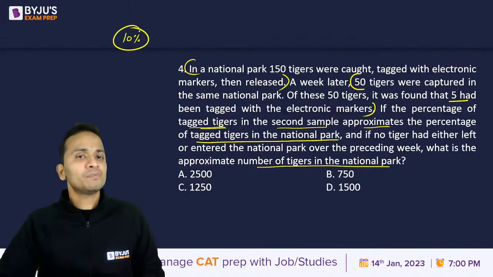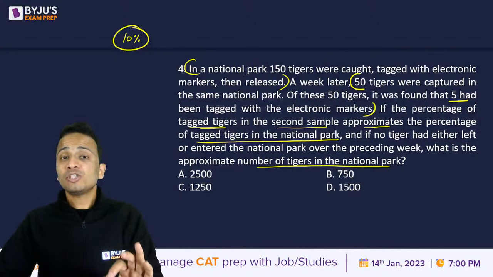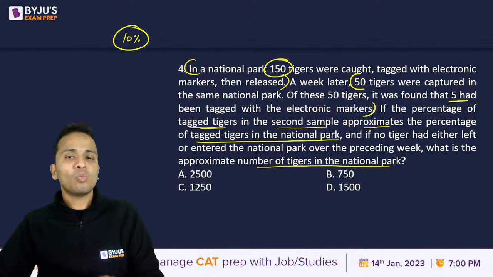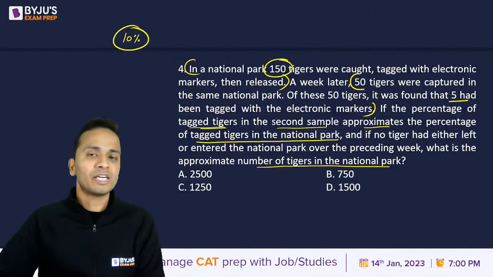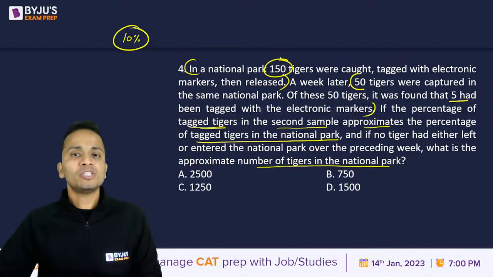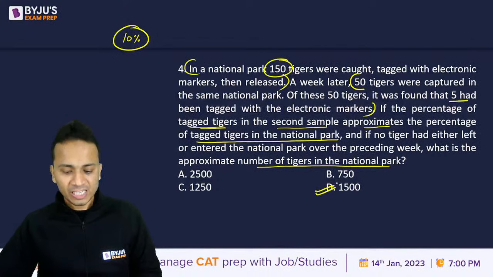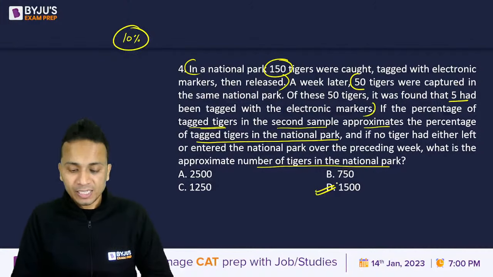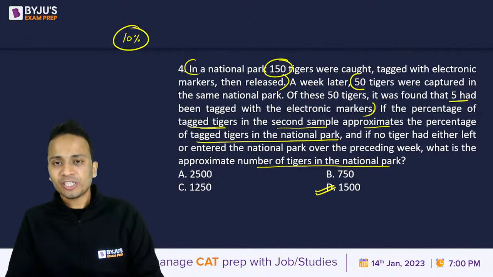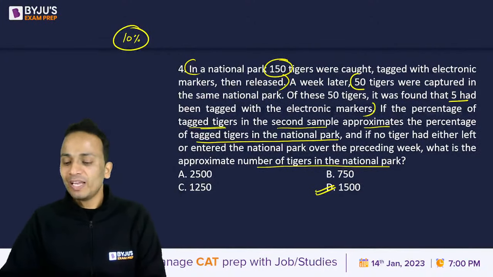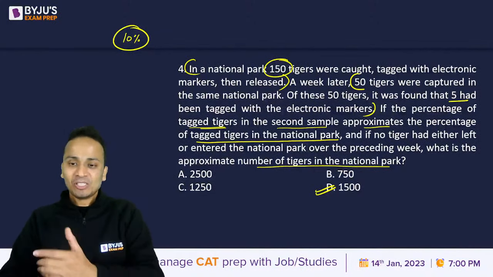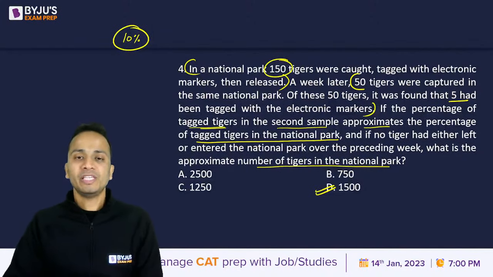So 10% is the percentage of tigers which are tagged in total. So in total, we tagged 150. So 150 is 10% of total number of tigers. So if 150 is 10% of total number of tigers, then the total number of tigers should be equal to 1500. And yes, option D is the correct answer. Yes, it is a Zach type story question, but level of difficulty is way less than Zach. ठीक है, so correct answer here is option D, that is 1500.